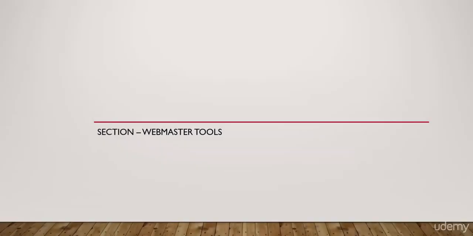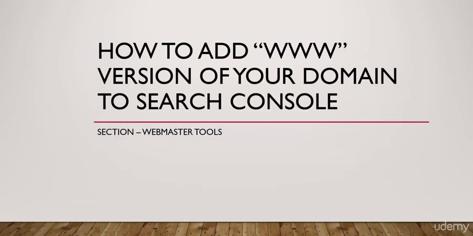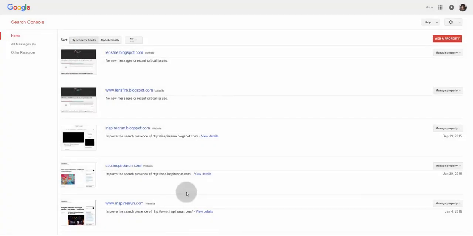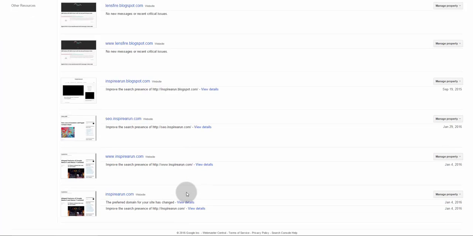In this lecture, you will learn how to add the www version of your domain name to Google Search Console. What is the www version? For example, let's take this domain, inspirearun.com. Like inspirearun.com, www.inspirearun.com is another domain which we use to redirect to inspirearun.com.